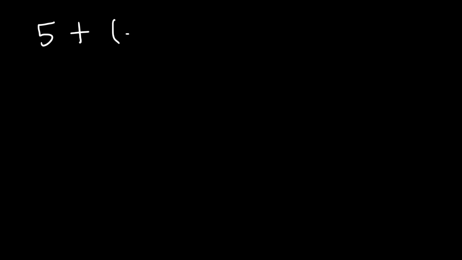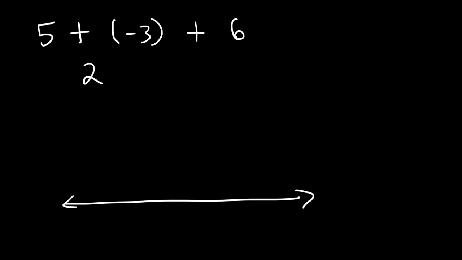Sometimes you may need to add 3 numbers as opposed to 2 numbers. So what is 5 plus negative 3 plus 6? 5 plus negative 3, that's equal to positive 2. If you have a number line and you start with 5, you need to travel 3 units to the left. So going this way, that's going to take you to positive 2.